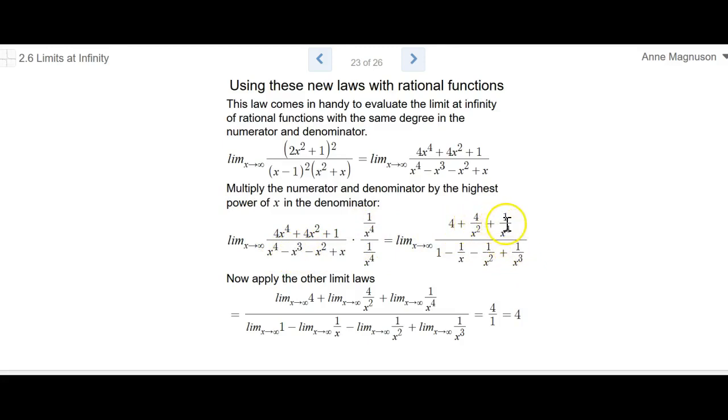All the other terms except for the leading terms in the numerator and denominator are going to go to 0 as x goes to infinity, because they all have x to a power in their denominators. This is going to end up going to 4 over 1, which is just 4.